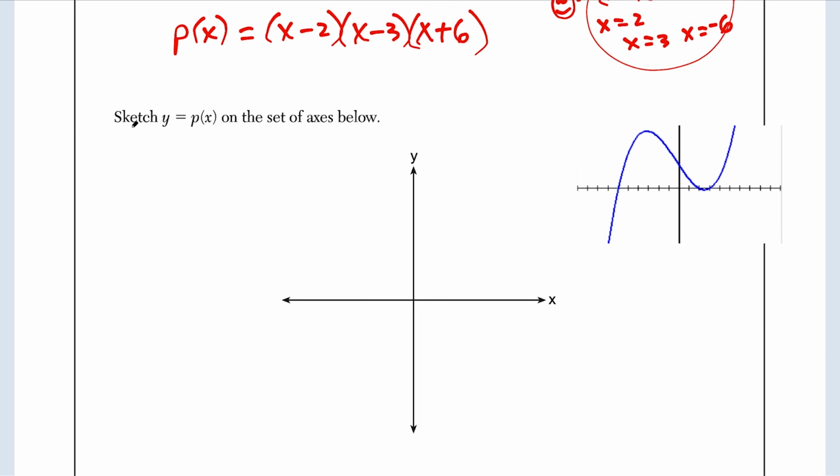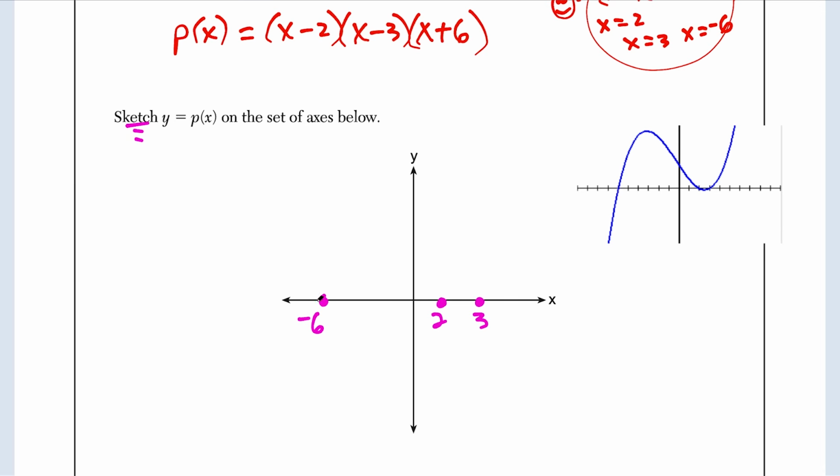Now this phrase here, the fact that we're just sketching this function and we're not graphing it means we don't have to be super precise. But one thing I will be precise with is the location of the roots. Notice we have a root here at negative 6. We also have a root at x equals 2. So we have a root here at 2, and we have a root here at 3.